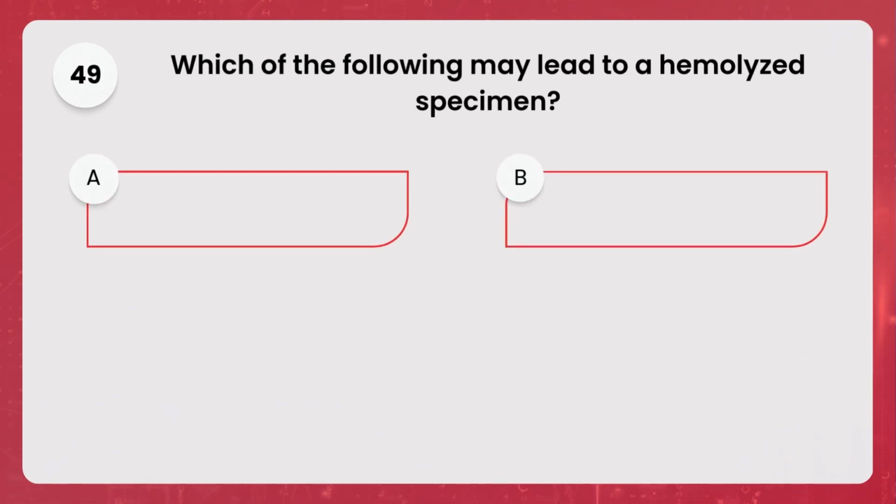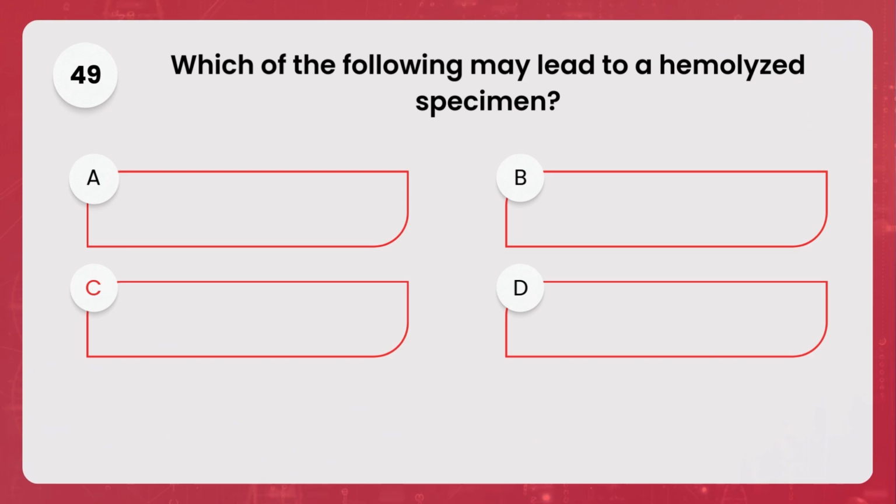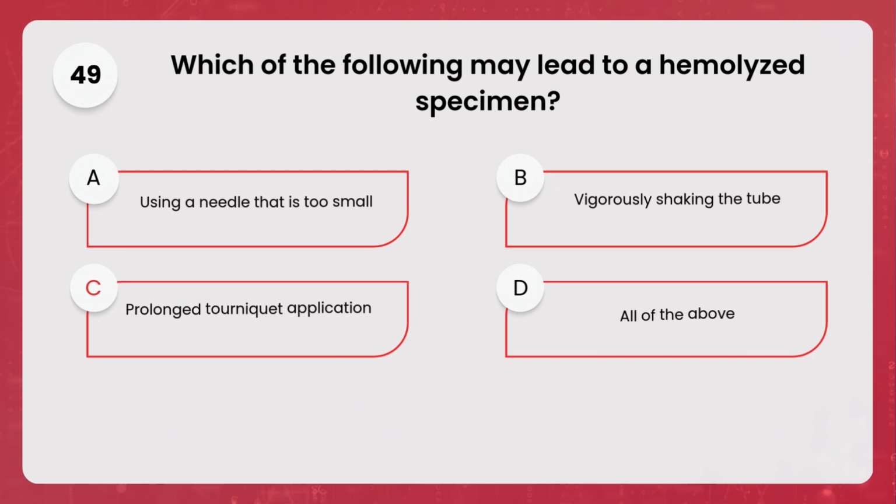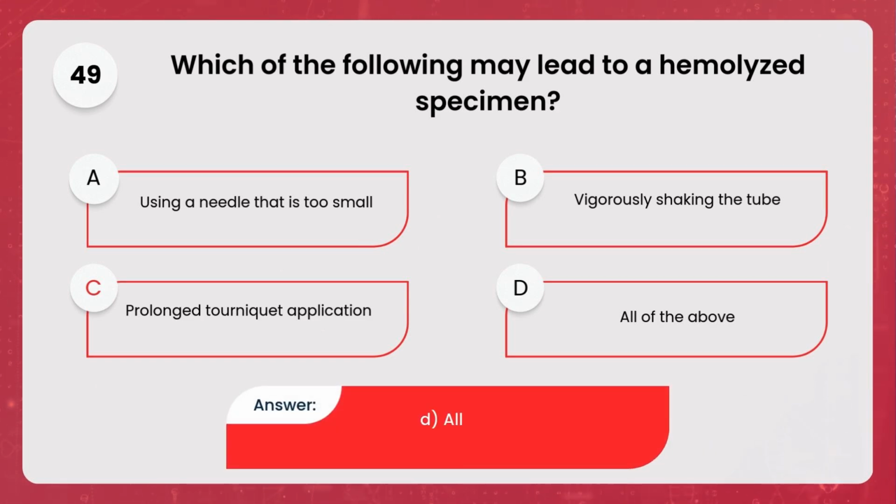Number 49. Which of the following may lead to a hemolyzed specimen? A, using a needle that is too small. B, vigorously shaking the tube. C, prolonged tourniquet application. Or D, all of the above? The answer is D, all of the above.